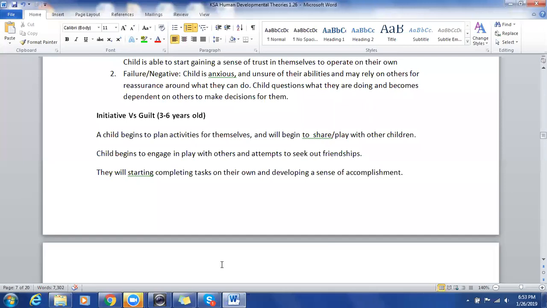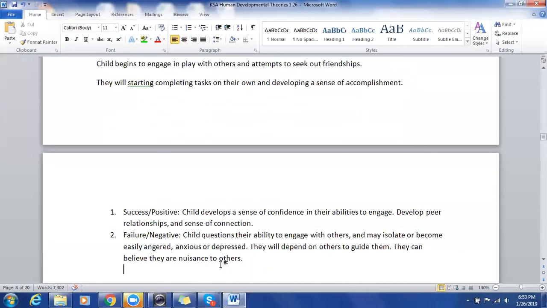So if you think of the word initiative, initiative means effort outside of themselves. And thus success here is when the child develops a sense of confidence in their ability to engage, develop peer relationships, and a sense of connection, as well as feeling that their needs are recognized or their insight is valuable. Thus they will start being able to do tasks and projects on their own.